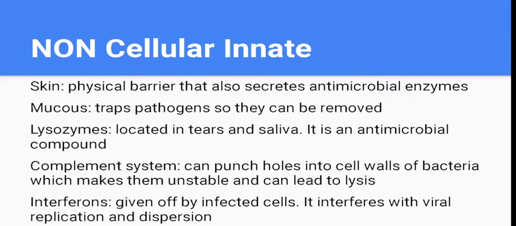Mucus, like in your nose, traps pathogens so they can be removed by different mechanisms. Lysozyme is located in your tears and saliva, so it's basically an antimicrobial compound that kills microbes. So when you get something in your eyes, they start tearing up because they're trying to get whatever's in there out using those tears. The complement system is going to punch holes in the cell walls of bacteria.